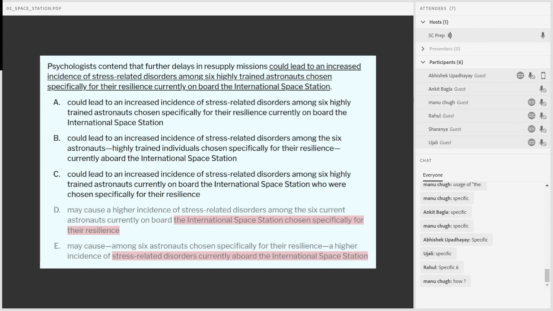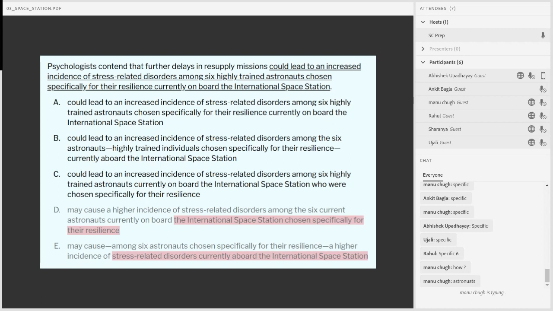They are saying that there are delays in resupply missions. So maybe things are not reaching the International Space Station. And they are saying further delays. So if you keep doing this, you're going to have some sort of effect, right? Now the point is, who is that effect going to be on? Is the effect going to be on all the 6 astronauts aboard the International Space Station, or is it going to be on specific astronauts aboard the space station?